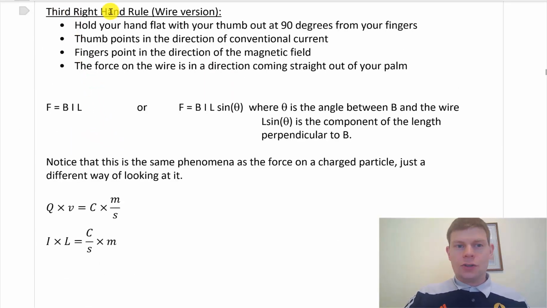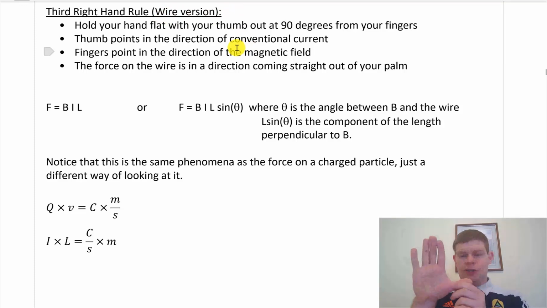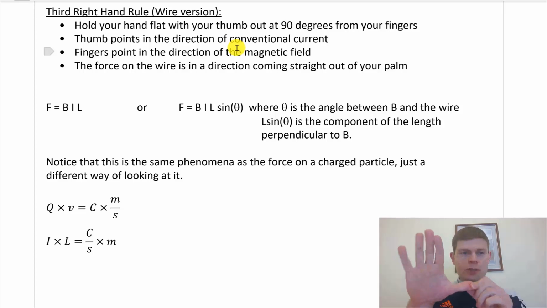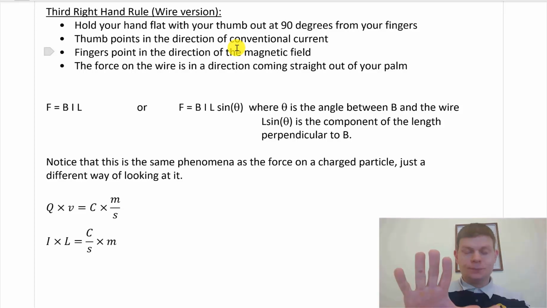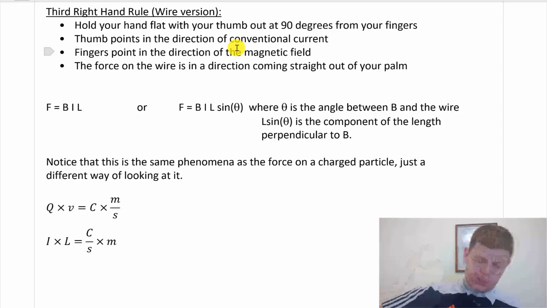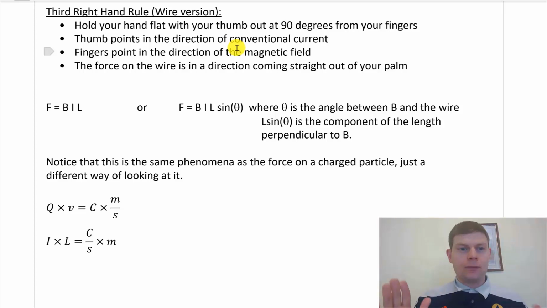All right, so the third right-hand rule, wire version, exactly the same idea, except instead of the thumb being the direction of a positive particle, it's the direction of conventional current. So everything else is the same. Thumb points in the direction of conventional current flow. Fingers are again the magnetic field. Lots of field lines, lots of fingers. And your palm has a lot of force. It's applying the force straight out of the palm.